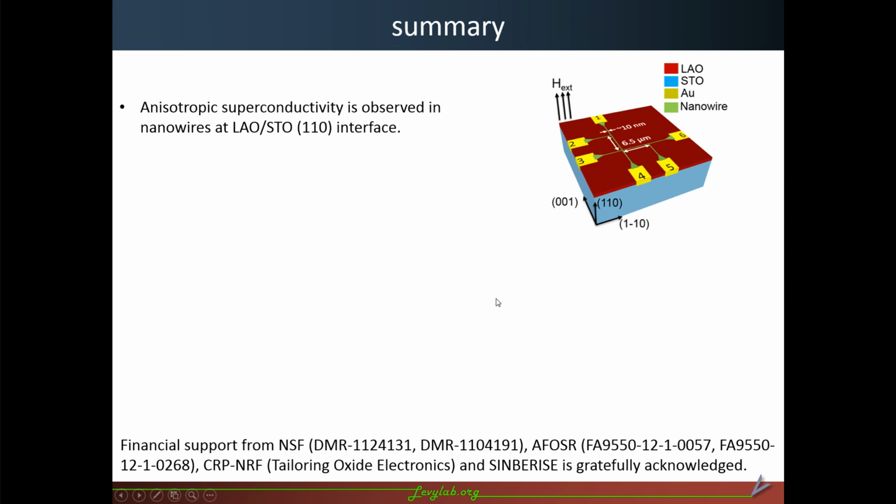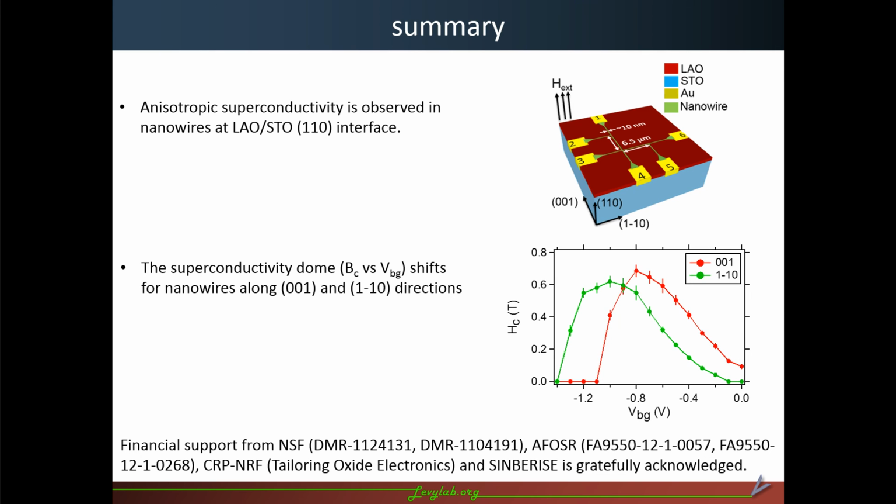As a summary, we have observed anisotropic superconductivity of the nanowires at the 110-oriented LaAlO3 interface. And we also see the superconducting dome shifts, and we think this can be related to the Lifshitz transition in the 110 LaAlO3 interface.